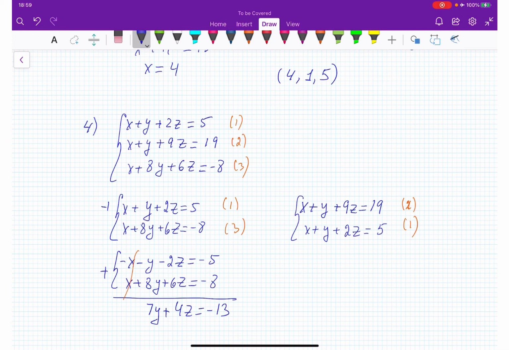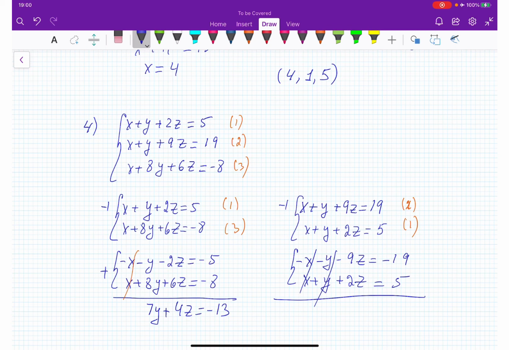You have to figure out which one will bring you to fewer operations. Okay, so multiplying by negative 1 and getting negative x minus y minus 9z is equal to negative 19, and x plus y plus 2z is equal to 5. In this case, both of them, x and y, are gone. Negative 7z is equal to negative 14. z is equal to positive 2.